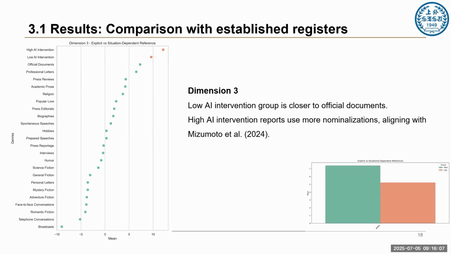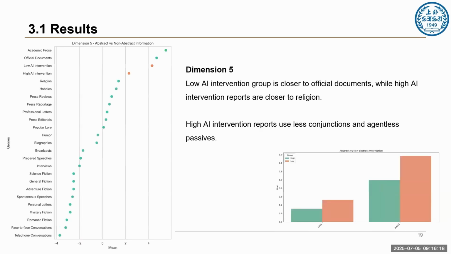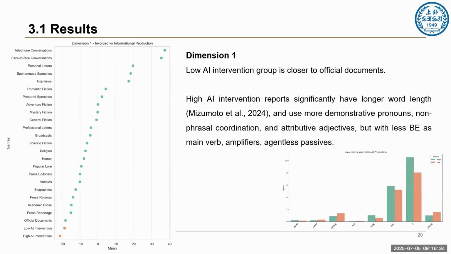and we take a look at the linguistic features that tell the differences on this dimension. We found that high AI intervention reports use more nominalizations. And on dimension 5, low AI intervention reports are closer to official documents, and high AI intervention is closer to religion. High AI intervention reports use fewer conjunctions and agentless passives. On dimension 1, the low AI intervention group is closer to official documents, and high AI intervention reports significantly have these linguistic features.